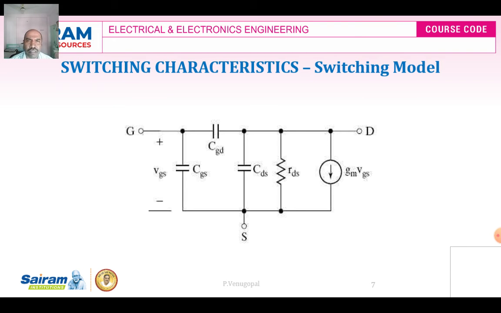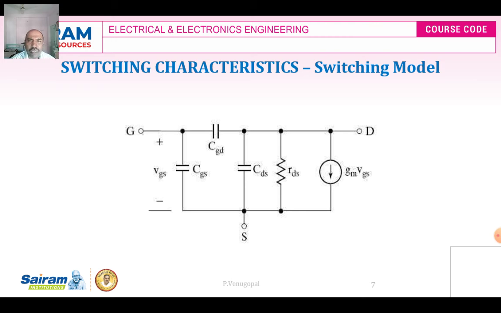Switching characteristics are the switching characteristics of the power MOSFET. Before studying the switching characteristics, let us understand how to write the switching model of the power MOSFET. Dear student, the power MOSFET is a gate control device which has three terminals: gate, source and drain. Applying voltage at the gate controls the flow of drain current from drain to the source.